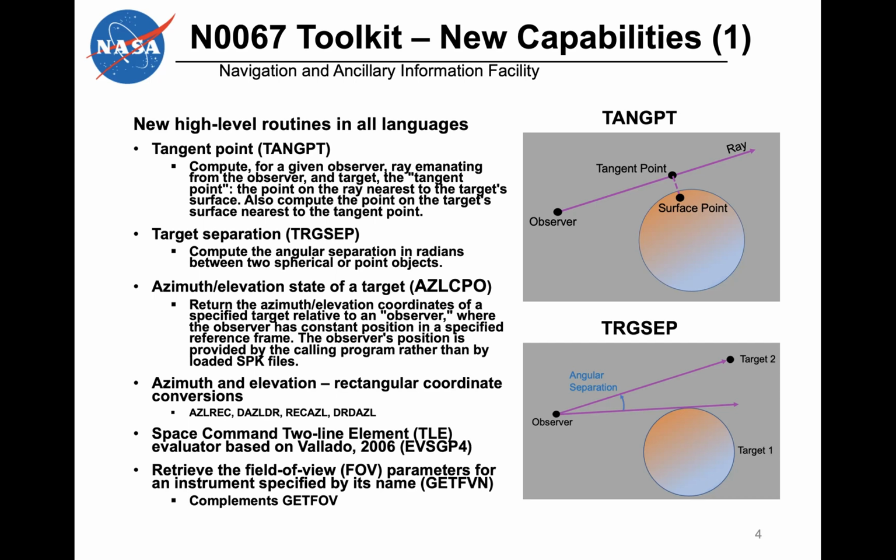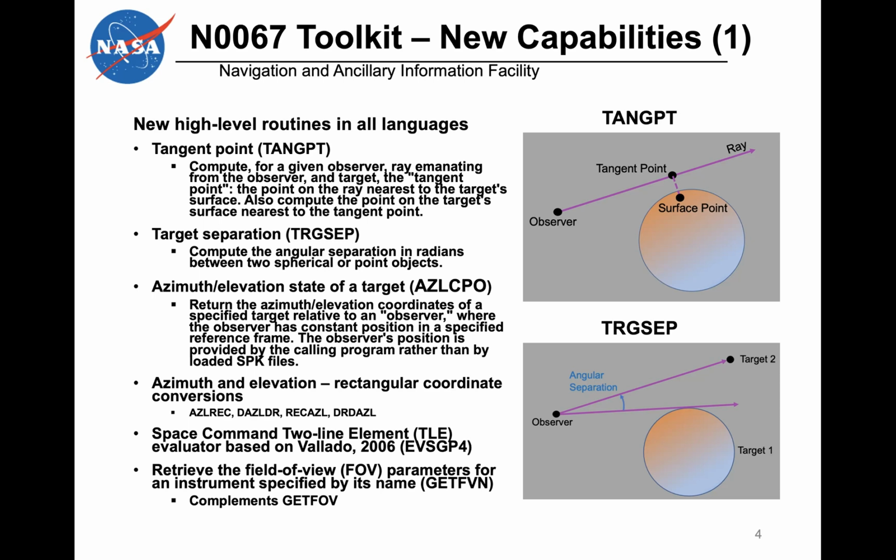Another new API is AZLCPO. This allows you to compute the azimuth elevation state of a target. So it returns the azimuth elevation coordinates, specified in any which way, of a specified target relative to an observer, where the observer has a constant position in a specified reference frame. The nice thing is that the observer position is provided by the calling program rather than by an SPK file. This is useful as well because it also computes the derivatives, and it's useful for situations in which you have observers on the surface, such as landers, ground stations, and so on and so forth.